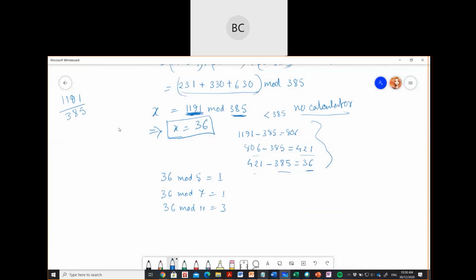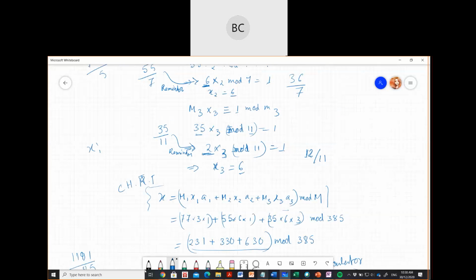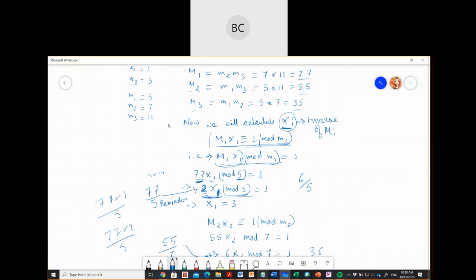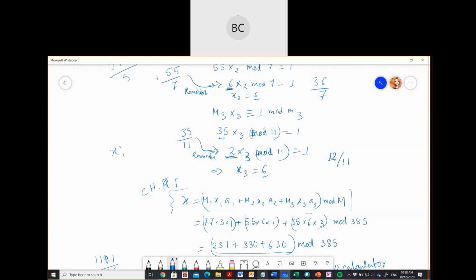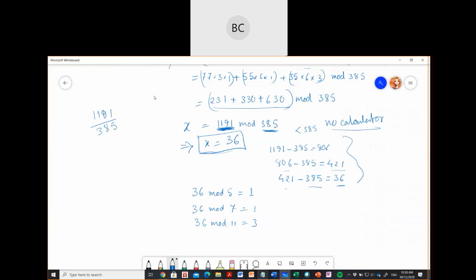Okay, now if you want to verify whether it is correct or not, this is your actual x, 36. So you can just put this value in all these equations. Okay, these are the main equations. So 36 mod 5, 7 into 5 is 35, 36 minus 35 is 1, so this is correct. Then again 36 mod 7, 7 into 5, same equation, 36 minus 35, remainder is 1, correct. Then for 11, 36 minus 33, 6 minus 3, 3, so this is correct. So 36 is the answer.